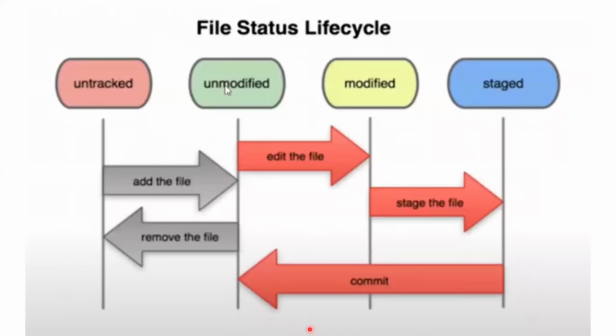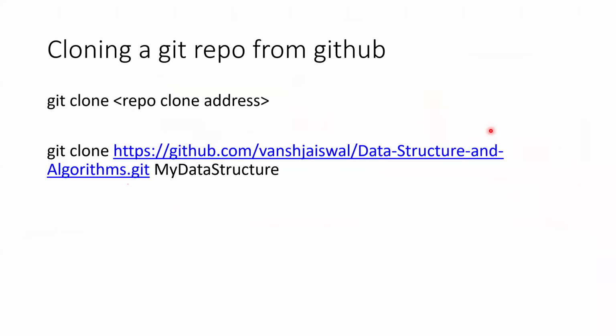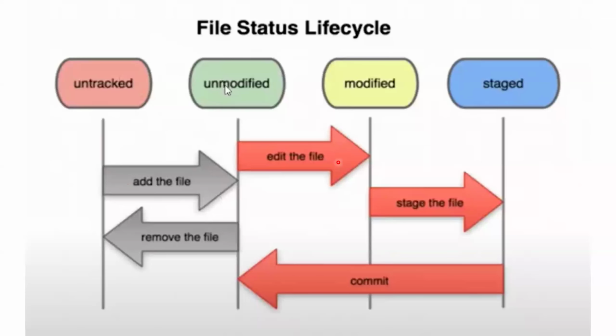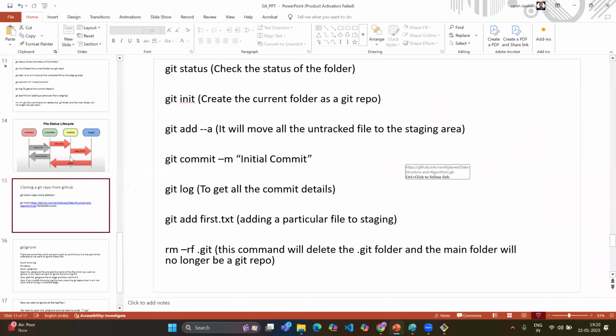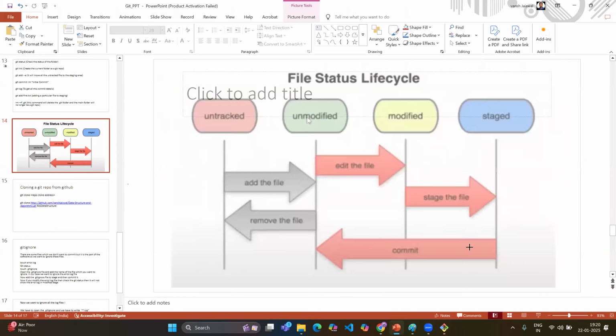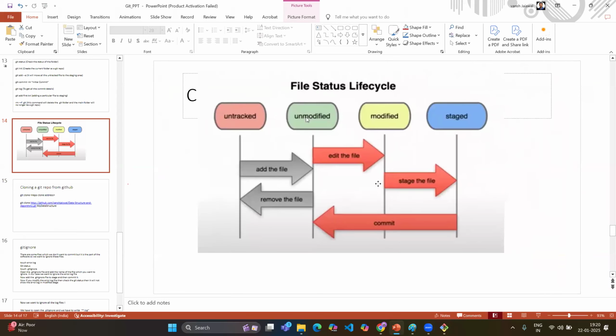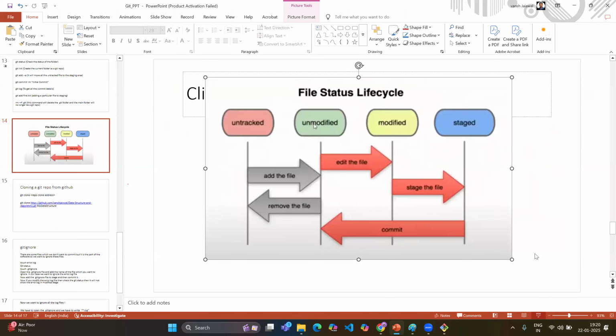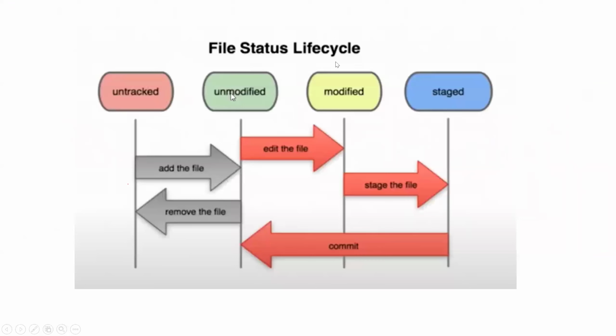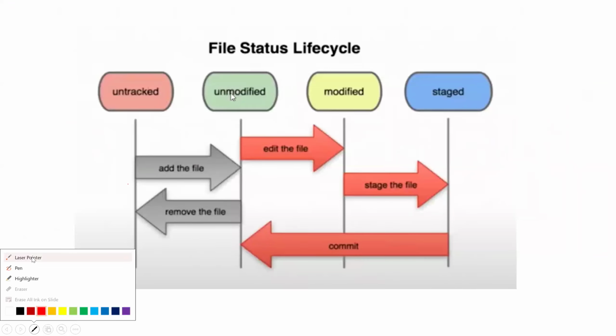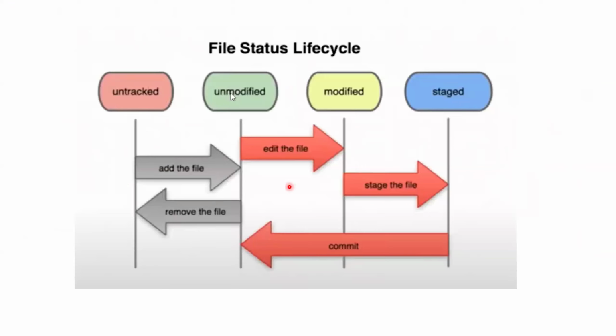Now, before I go to the next thing, we have to understand this one flow. Just give me a second. Let me reduce its size. So this is called the file status lifecycle. We have already learned about it, but let's understand it again.